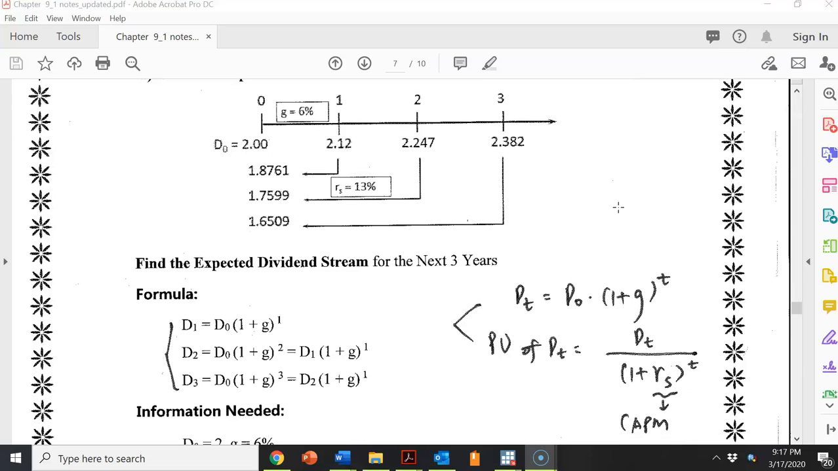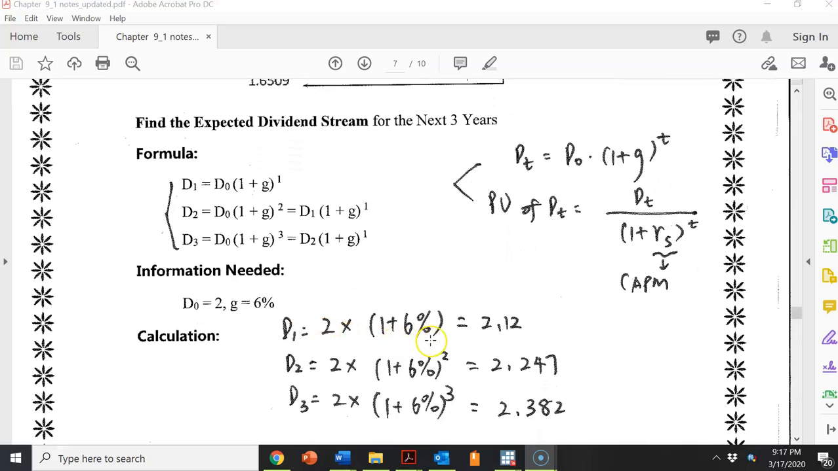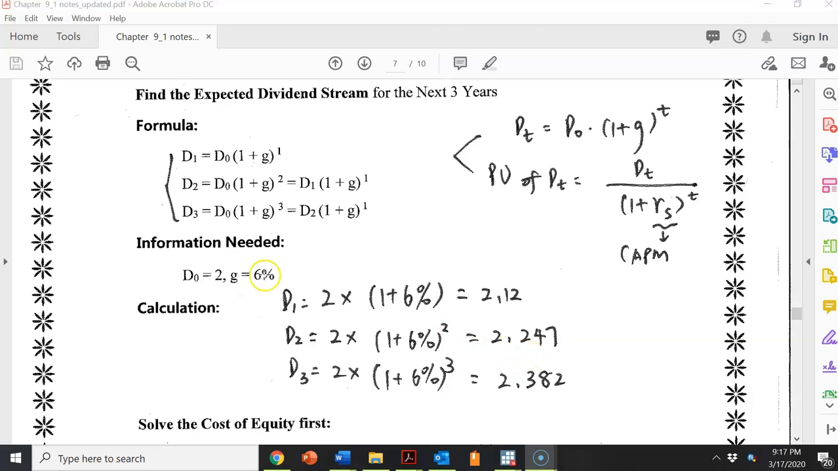Okay, so we know that D0 is 2 and we know G is 6%. D1 is just D0 multiplied by 1 plus G. So it's $2 multiplied by 1 plus 6%, which is 2.12. D2 is D0 multiplied by 1 plus G square. So it's 2 multiplied by 1 plus 6% square equals 2.247. You can also use D1, 2.12 multiplied by 1 plus G to get this 2.247.